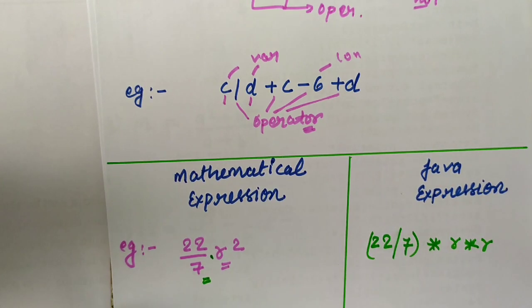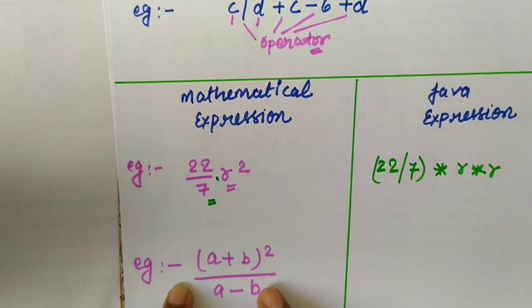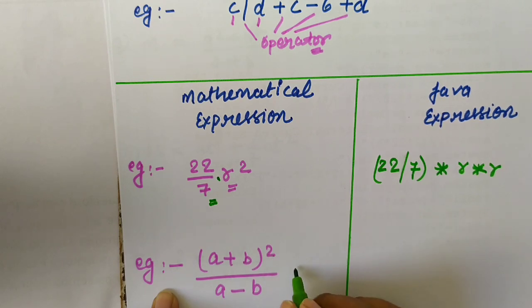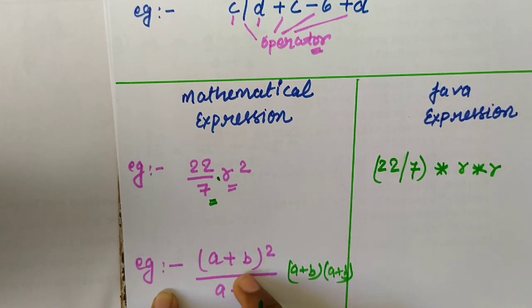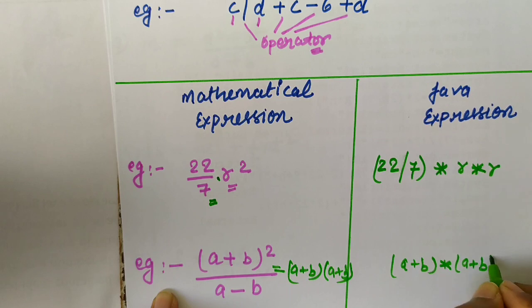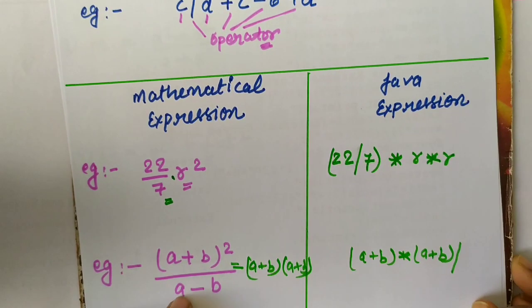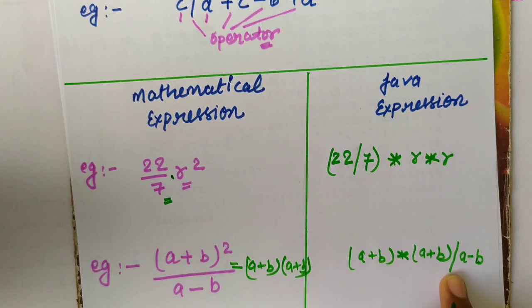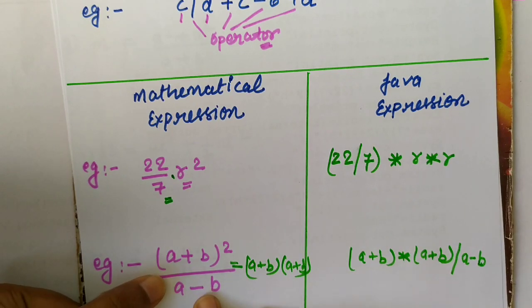The next question is (a plus b) whole square upon a minus b. (a plus b) whole square means a plus b written two times. So we have to write (a + b) * (a + b), then the divide sign, so for divide we use a slash, then (a - b). This is the Java expression for this mathematical expression.